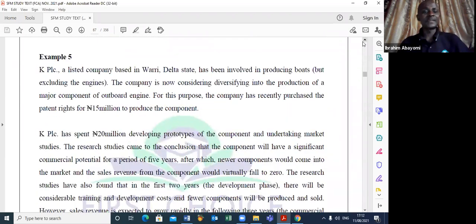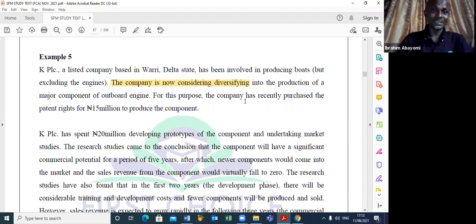Okay, KPLC, a listed company based in Warri, Delta State, has been involved in producing boats, but excluding the engines. The company is now considering diversifying. Can you see that? That's the reason why the question says compute project-specific cost of capital. You can see the information there. The company is diversifying, and don't forget that I have already told you that anytime a company is diversifying, a company is going into another industry.